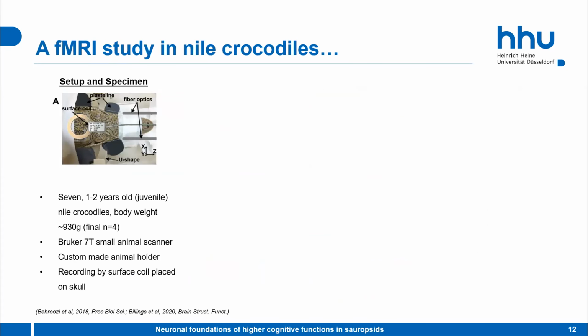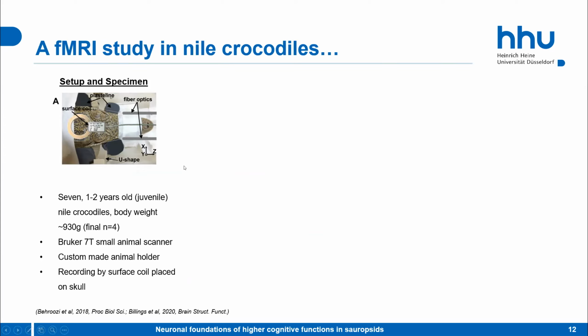Probably more interesting are the results of the fMRI study. Here we made use of several juvenile crocodiles, and the reason why we used juveniles was that we couldn't fit bigger animals in the scanner. Our scanner setup was a small animal 7T scanner, and we could only fit juveniles in there. We had to make a lot of custom equipment because the commercially available equipment is normally for rats and mice and sometimes for avian species. It is shown here in this picture.